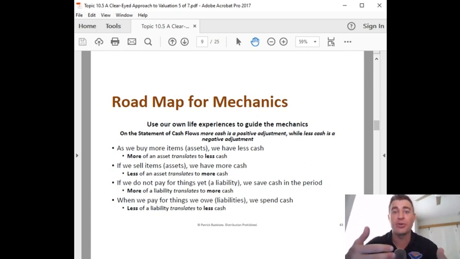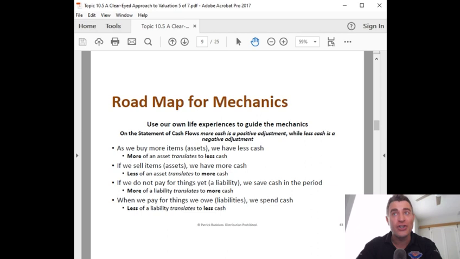So similar idea I've kind of mentioned throughout this whole thing. But this is my version of trying to distill the whole cash flow translation or adjustments down into 4 core ideas. If we buy more items, assets, we'd have less cash. Right? So more of an asset translates to less cash. That's the mechanical adjustment we do with both the creation of the statement of cash flows and actually valuation as well. If we sell items, assets, we have more cash. So less of an asset translates to more cash.